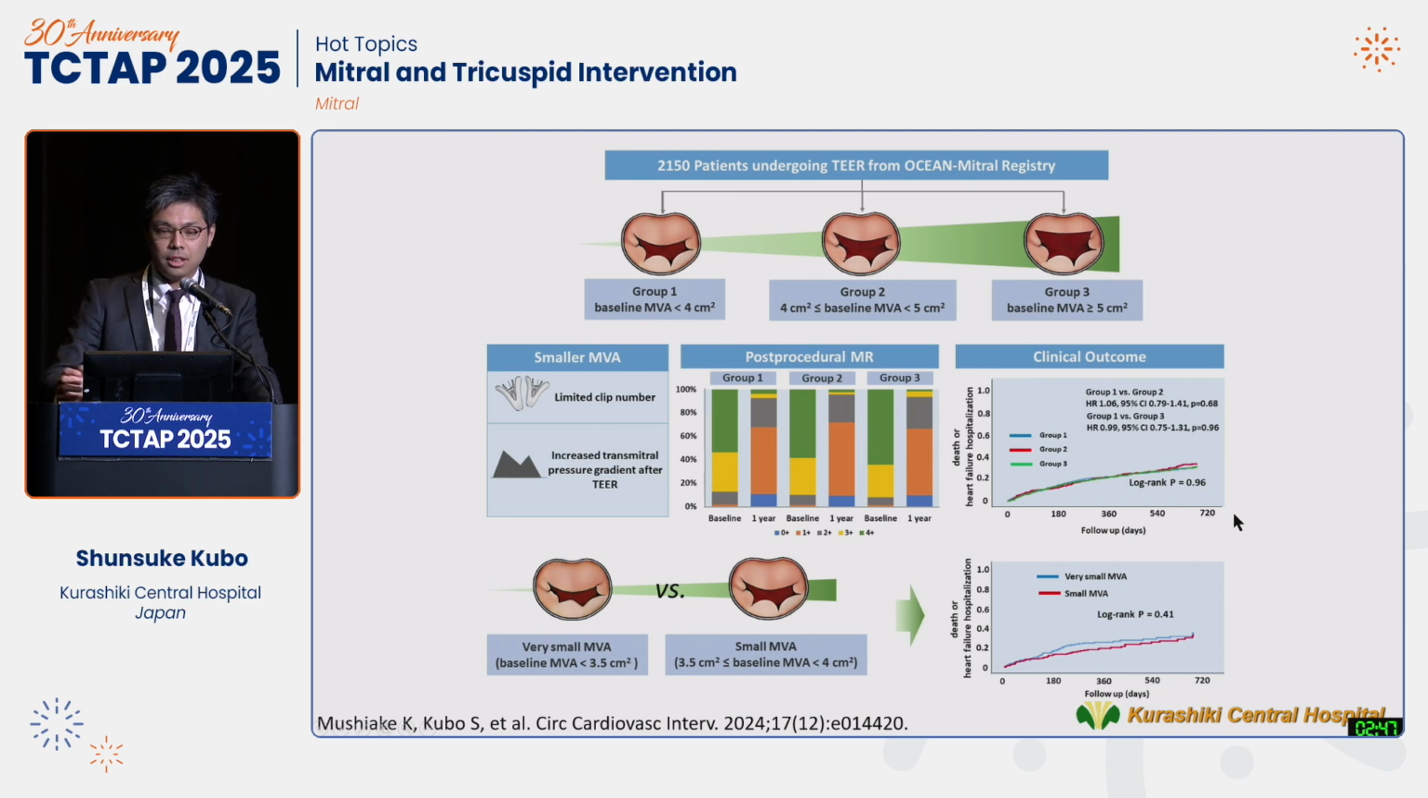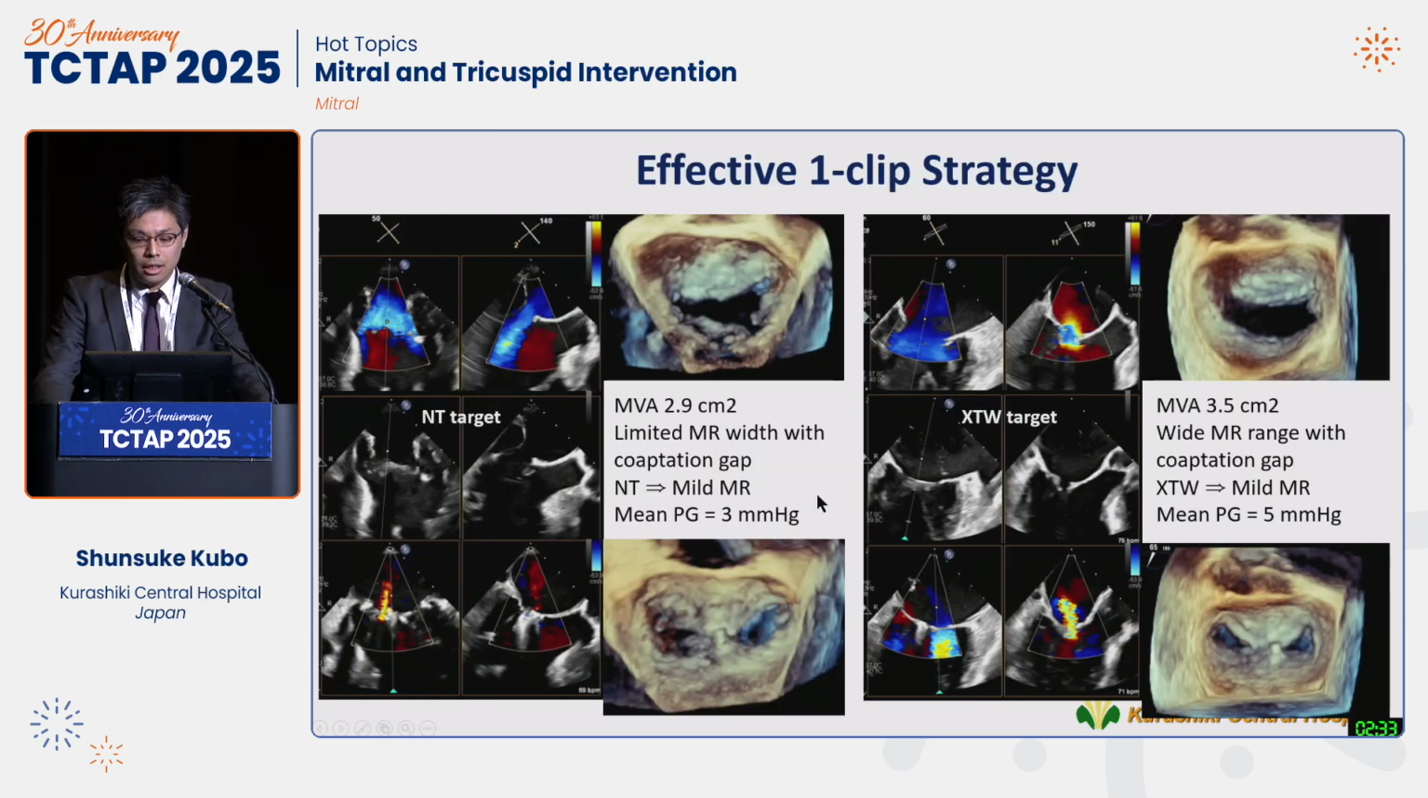So this suggests that only the small valve area is not a factor for the contraindication of the TEER procedure. So I think that it is important to use the one clip effectively in the patient with a small valve area.